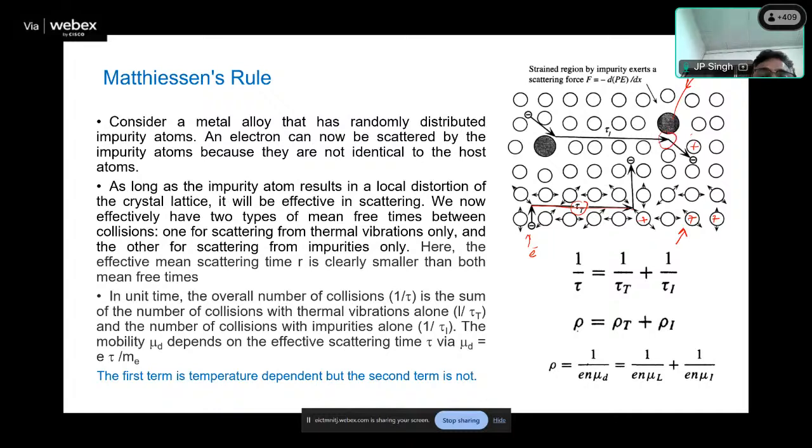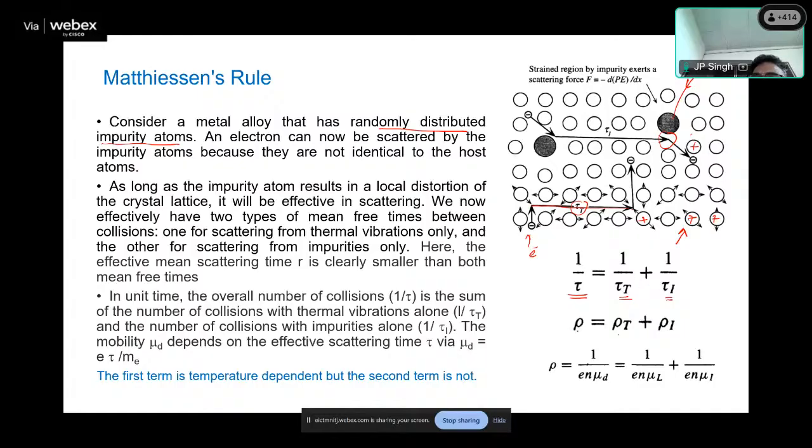So in a given metal alloy with impurity atoms, we have two types of collision event: one with the impurity atom, the other with the lattice atom. One can write the total mean free time as 1/tau total equals the contribution from the lattice plus the contribution from the impurity atom. The smaller mean free time actually wins, as you know.